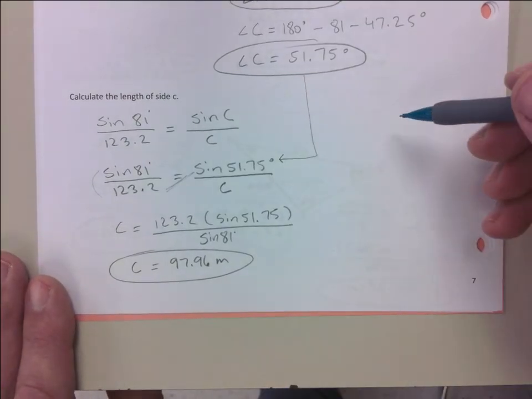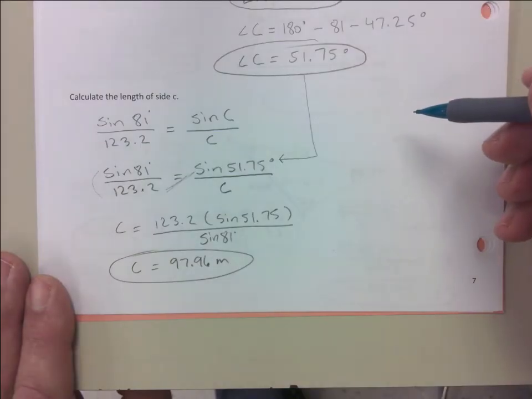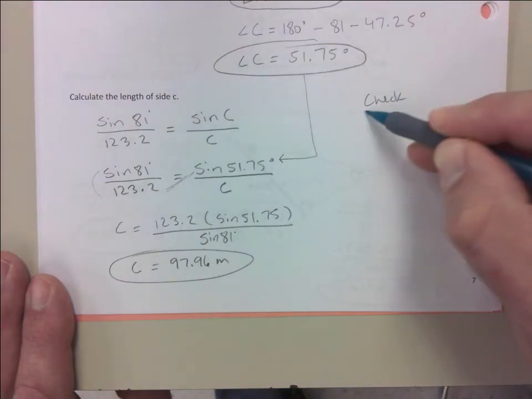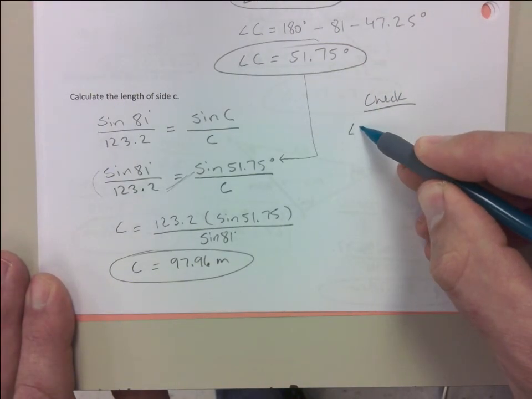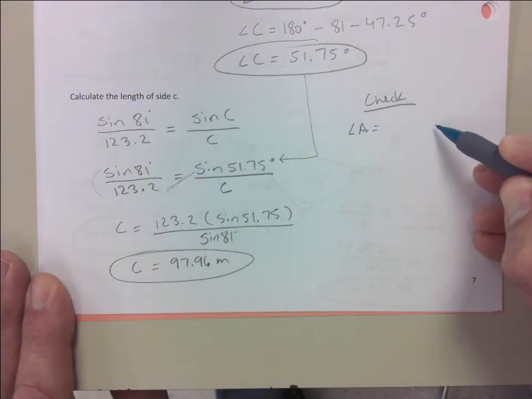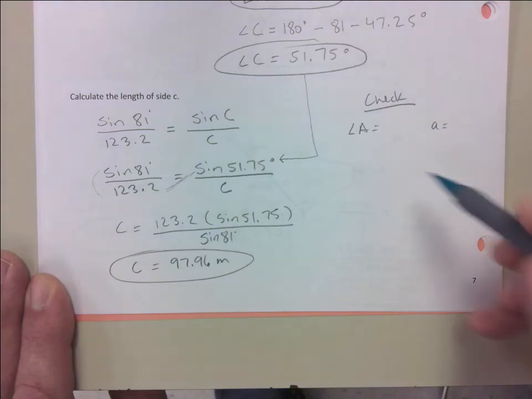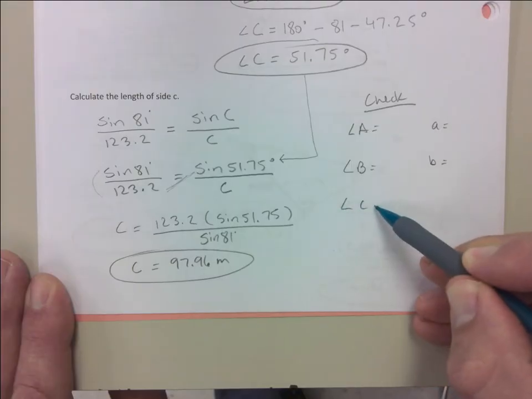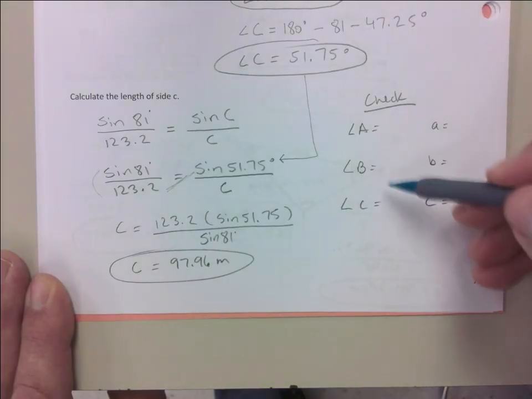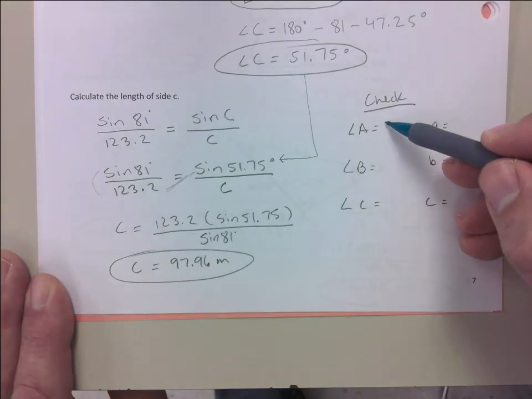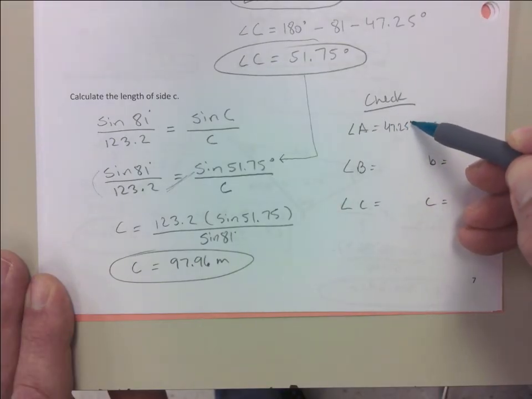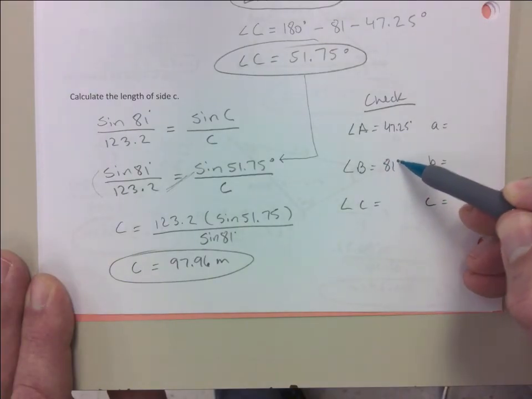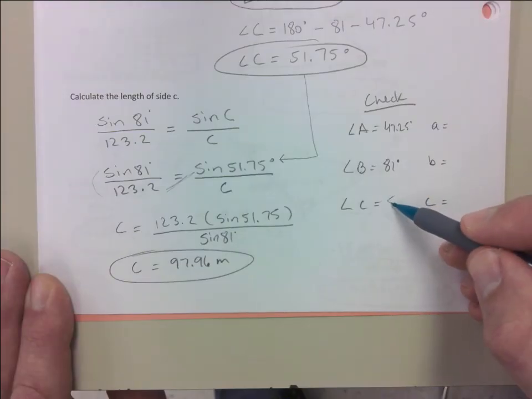Okay, I'm just going to say this because sometimes the province does check you for it. So let's do a check here. We've got angle A, and across from it is side A, right? We've got angle B across from it side B, angle C across from it side C. Let's write them down real quick. Angle A is 47.25 degrees. Angle B measures 81 degrees. Angle C, 51.75.